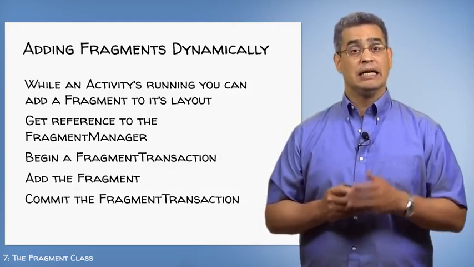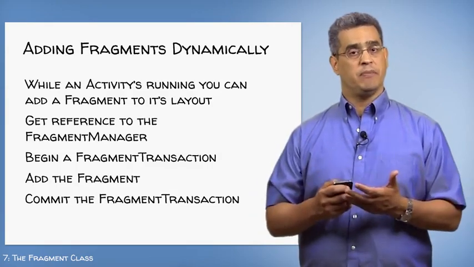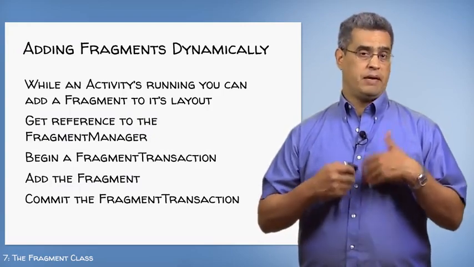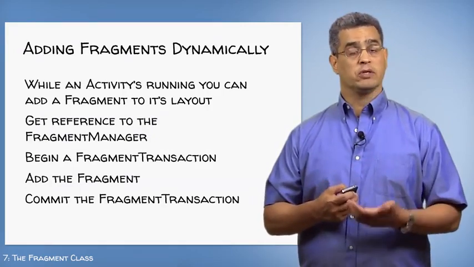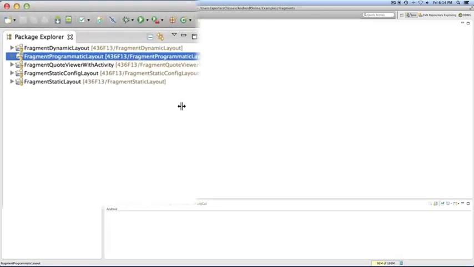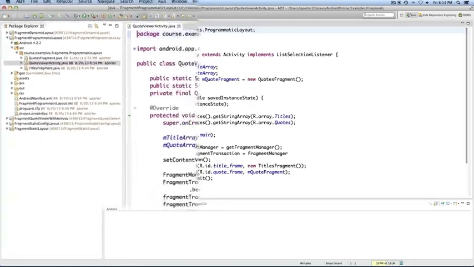Now to see this in action, let's take the Fragment static layout application and change it a bit so that the fragments are added programmatically rather than being added as part of the Quote Viewer's layout file. Now here we are back in the IDE. I've created a new application called Fragment Programmatic Layout, and it's supposed to look exactly like Fragment Static Layout. The only difference is how the fragments get added to the main activity. Let's open up the Quote Viewer activity and see how it handles its layout.